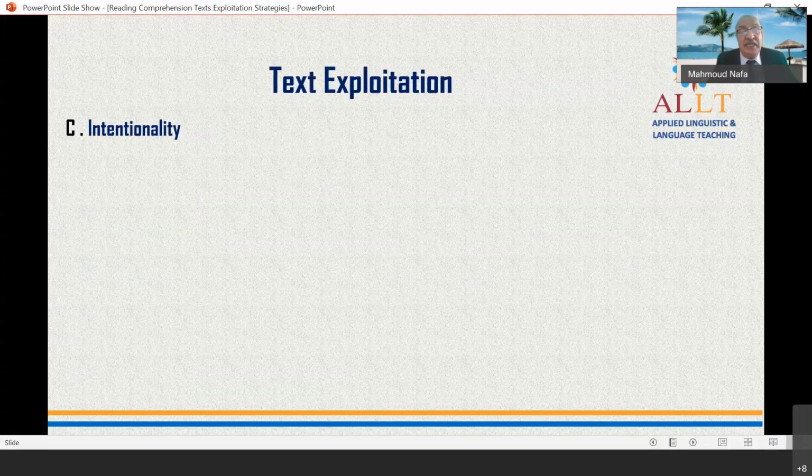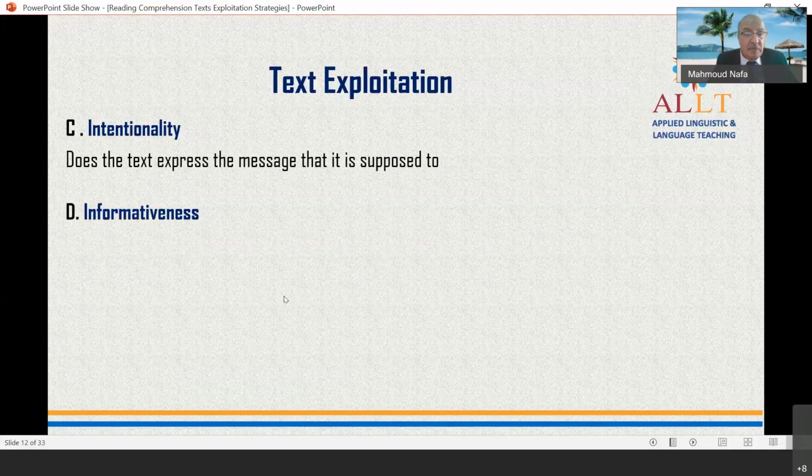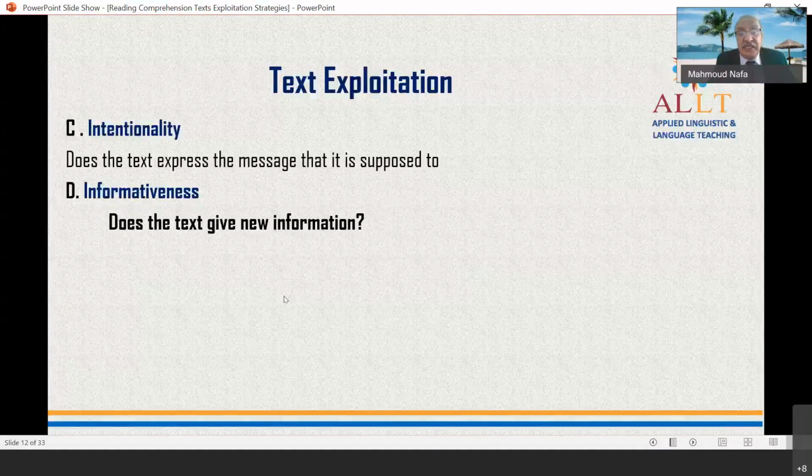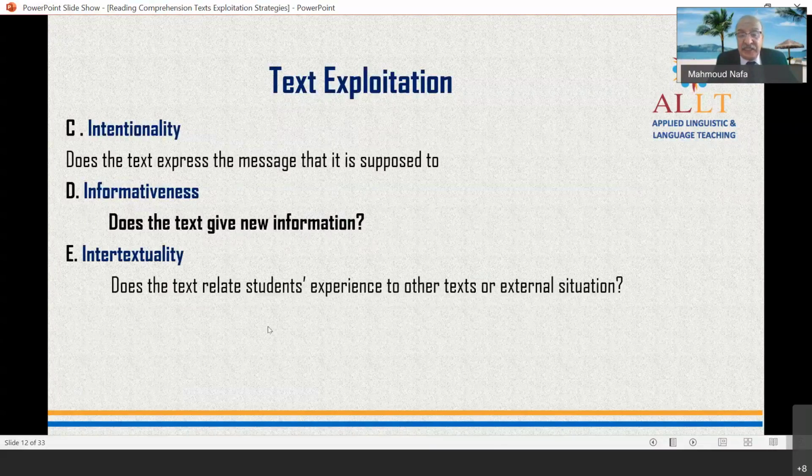Intentionality. It means you can ask students, does the text express the message it is supposed to? Informativeness. Does the text give you information or something else? Intertextuality. Does the text relate the student's experience to other texts or to external situations?